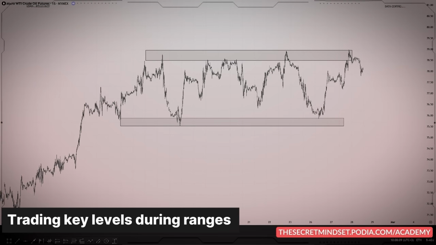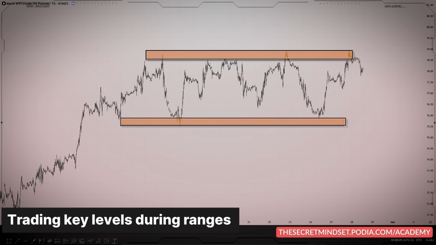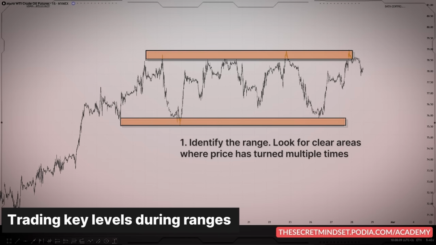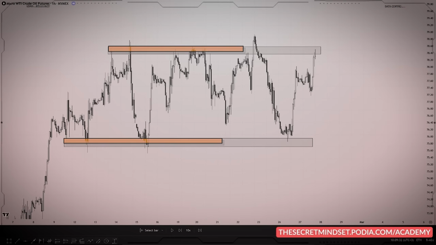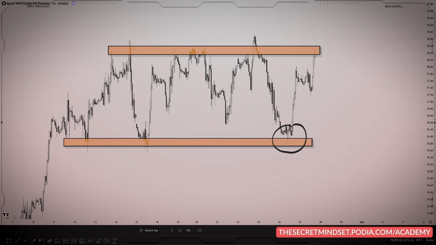Ranging markets are trickier. Price bounces between support and resistance without a clear direction. Here's how to use these levels. First, identify the range. Look for clear areas where price has turned multiple times. Wait for tests of these levels. As price approaches support or resistance, watch closely. How it acts here can tell you a lot. You then look for rejection signals. If price touches support and bounces up with force, it might be a good time to buy. If it hits resistance and drops hard, consider selling.